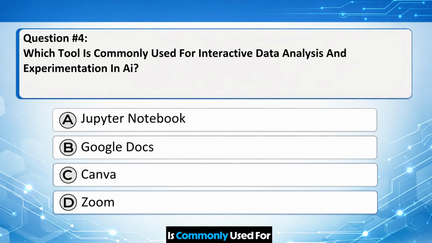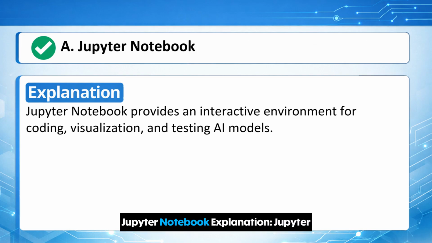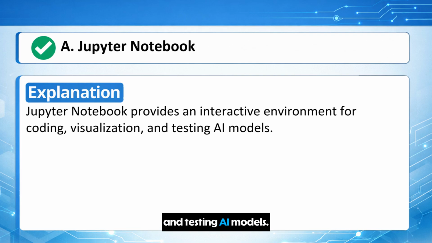Question number 4. Which tool is commonly used for interactive data analysis and experimentation in AI? A. Jupyter Notebook. B. Google Docs. C. Canva. D. Zoom. Correct answer: A. Jupyter Notebook. Explanation: Jupyter Notebook provides an interactive environment for coding, visualization, and testing AI models.